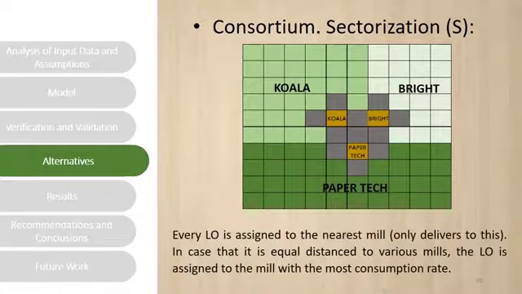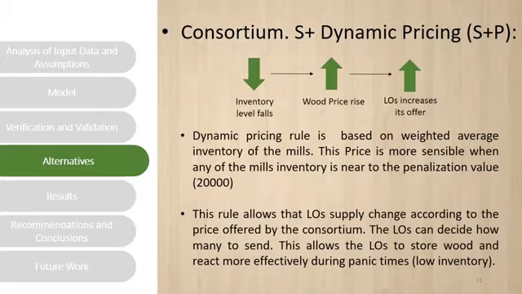In our first alternative, every logging operation is assigned to the nearest mill, as the figures show. This logging operation only delivers to its assigned mill. In case it is at equal distance to various mills, the logging operation is assigned to the mill with the most consumption rate. In our second alternative, we propose a dynamic pricing strategy.